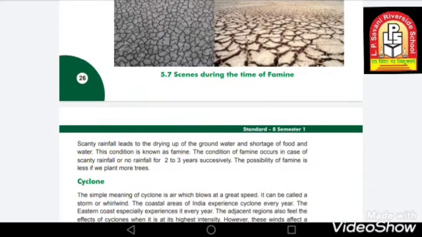Scanty rainfall leads to the drying up of the groundwater and a shortage of food and water. So basically, what happens during famine? Because of scanty rainfall, the groundwater is completely dried, and there is a shortage of food and water. When there is no water, it is obvious that we cannot grow crops or any other plants. This condition is known as famine.